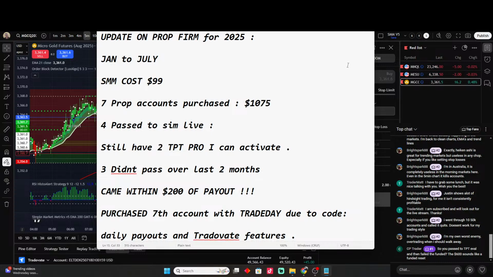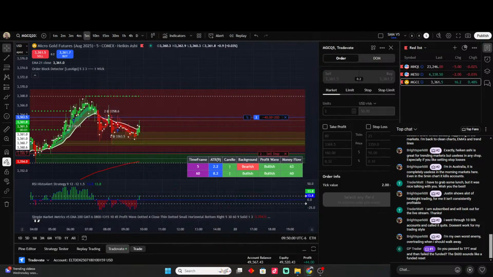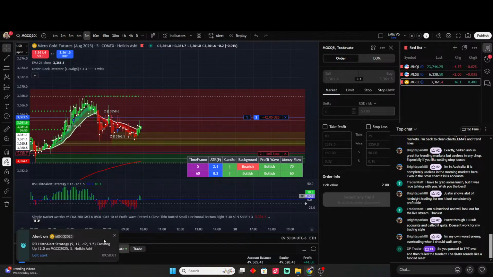But I'm not going to pay the activation fee. What I was saying earlier, the activation fee is like $600 or $650 or $680 or something like that, and I'm just going to wait till I get a payout to do that. So that's a funded reset. You're exactly right. But when you said that, I did pass 2 TPT accounts.